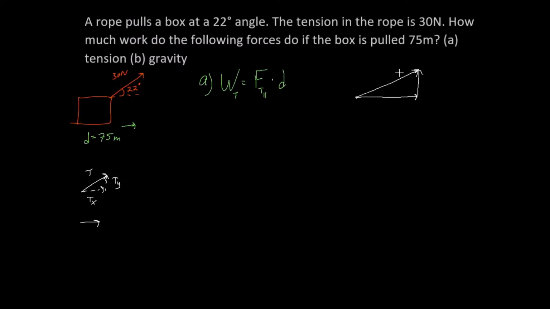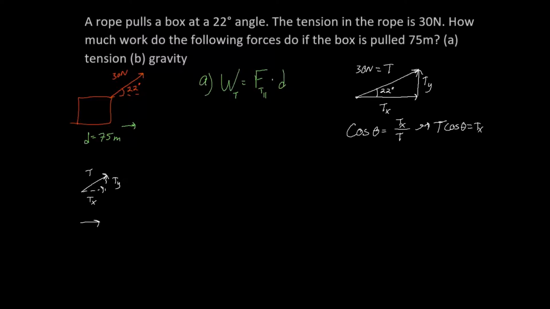So breaking it up into that vector, here's T, here's Tx, and here's Ty with a 22-degree angle. We know from the problem that T is 30 newtons, which means I can use SOHCAHTOA and figure out that the cosine of my angle is equal to adjacent Tx over hypotenuse T. Doing a little bit of rearranging, we end up with the tension, which is the hypotenuse, times the cosine of my angle equals Tx.